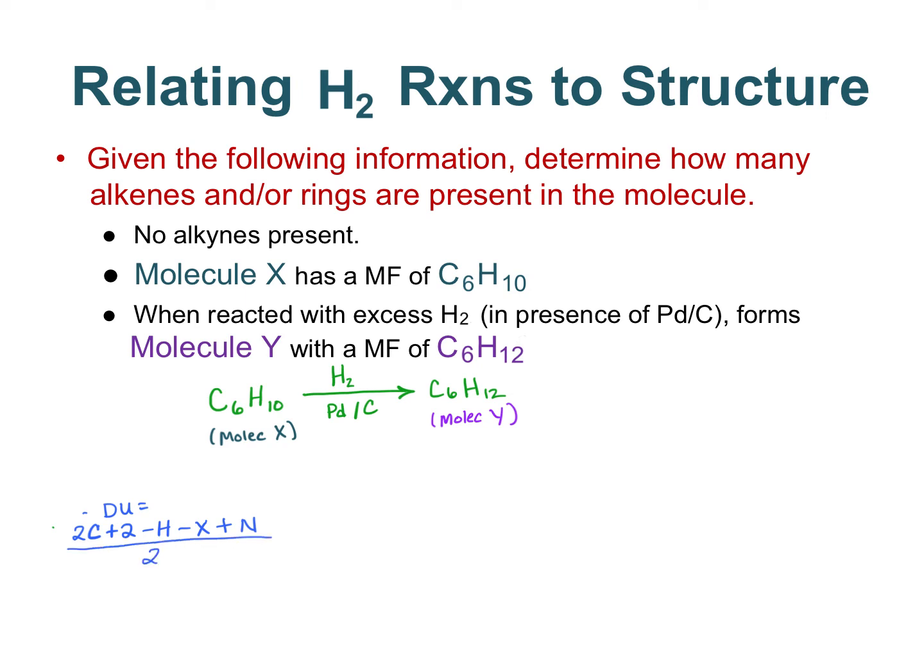So that's the formula. If you don't remember the formula, remember you can always just draw an example. So just draw a molecule that's C6 and then count the number of hydrogens and then see if you need to make a double bond or add another DU, okay?